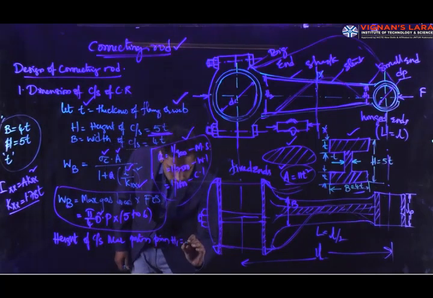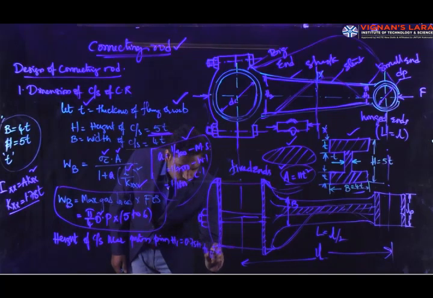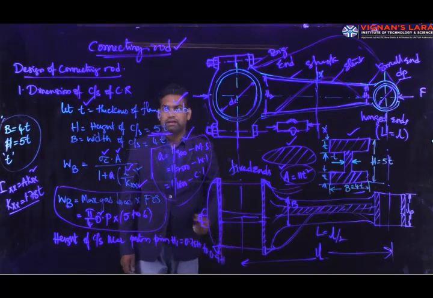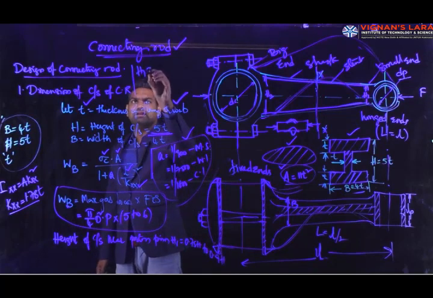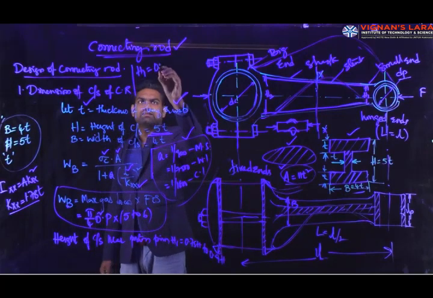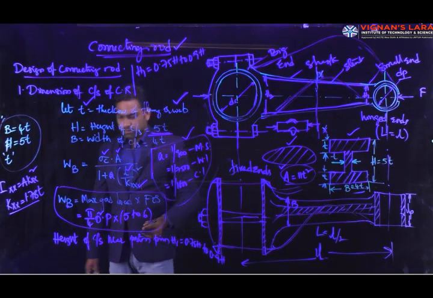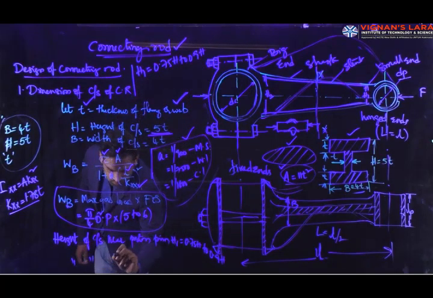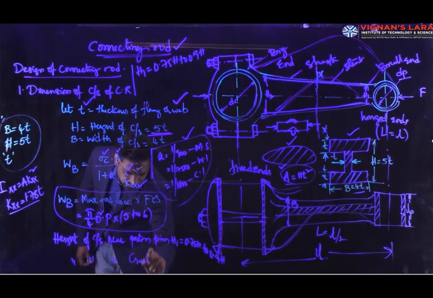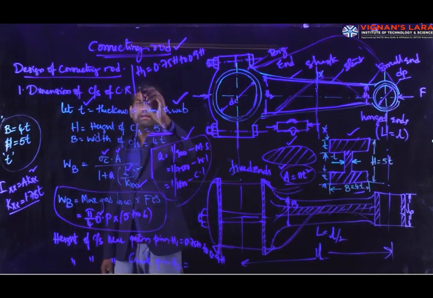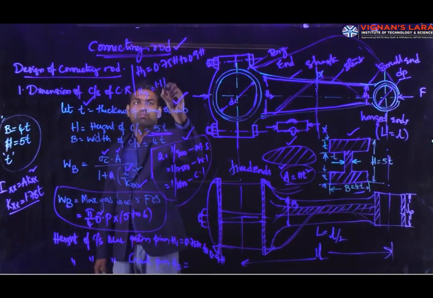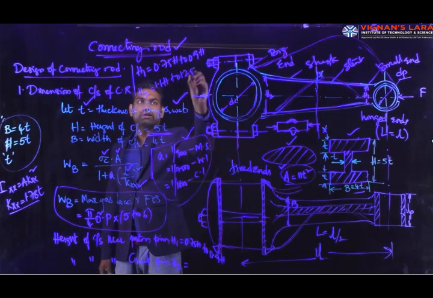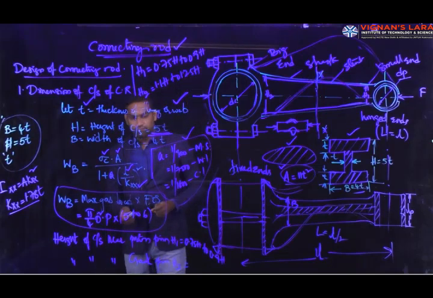So based upon the height of the cross section, 0.75 H2, 0.9 H. So otherwise I can write here, H1, that is the height near the small end, is taken as 0.75 H2, 0.9 times H. Similarly the height of cross section near crank pin, that is the big end, is denoted by H2, and it is calculated as H2 equal to 1.1 H2, 1.25 times H. So this is the first step in the design.